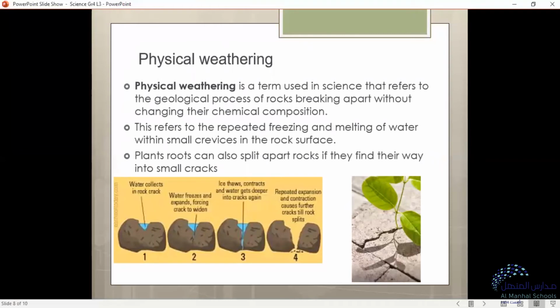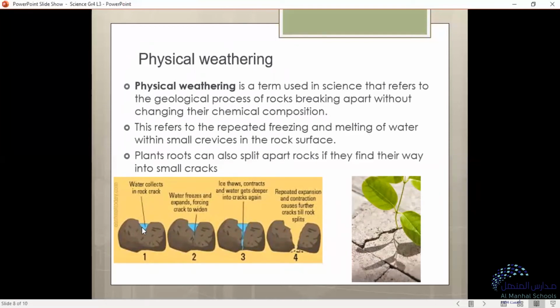Now, physical weathering is a term used by scientists that refers to the geological processes of rocks breaking apart without changing their chemical composition. This refers to the repeated freezing and melting of water within small cavities or cracks in the rock surface.